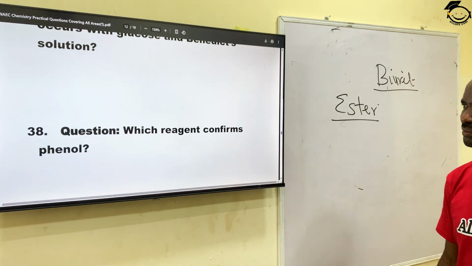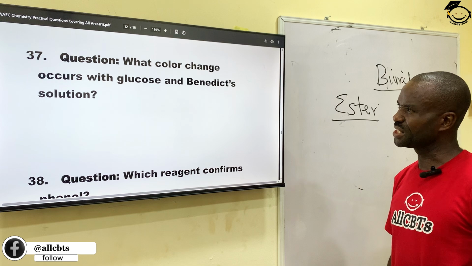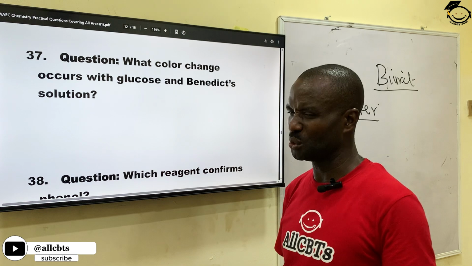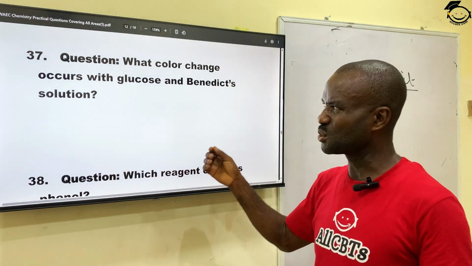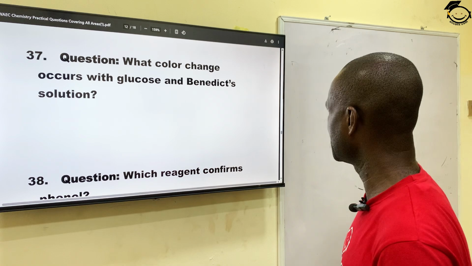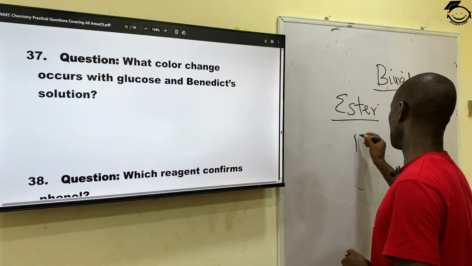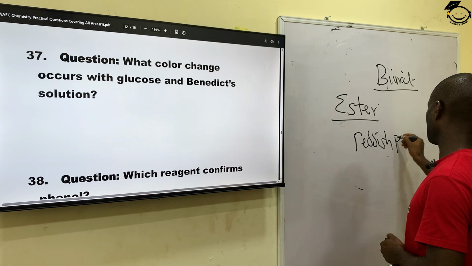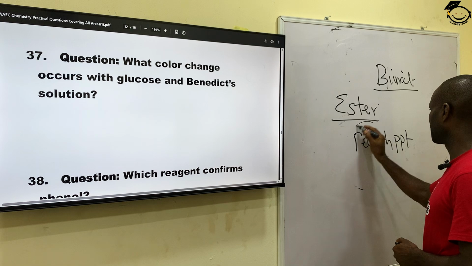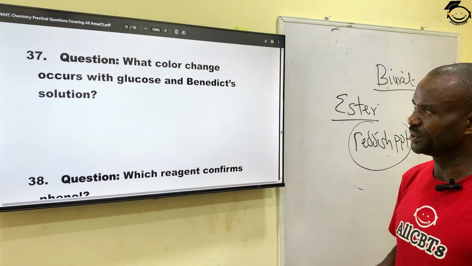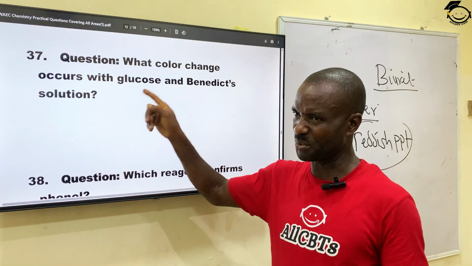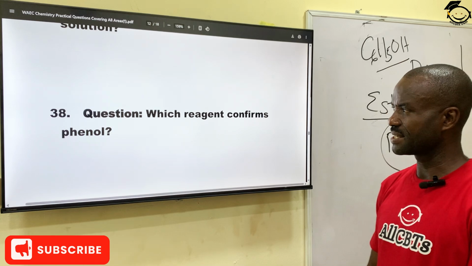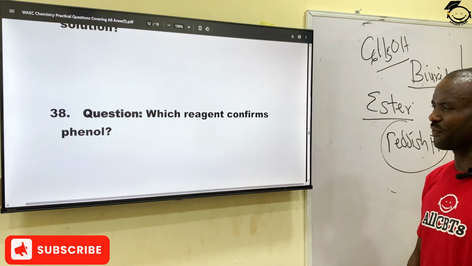37. What color change occurs with glucose and Benedict's solution? When you add Benedict's solution to a sample of glucose, you see a reddish precipitate, or a brick red precipitate. Reddish precipitate will be formed. The color turns red, telling you that glucose is present. Reddish precipitate.